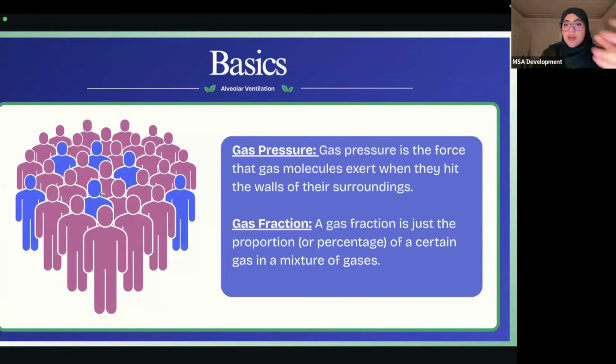Now this is applied to gas. Oh, got you there. We're not talking about people, we're talking about gas. Gas creates a pressure in the space that it's in.